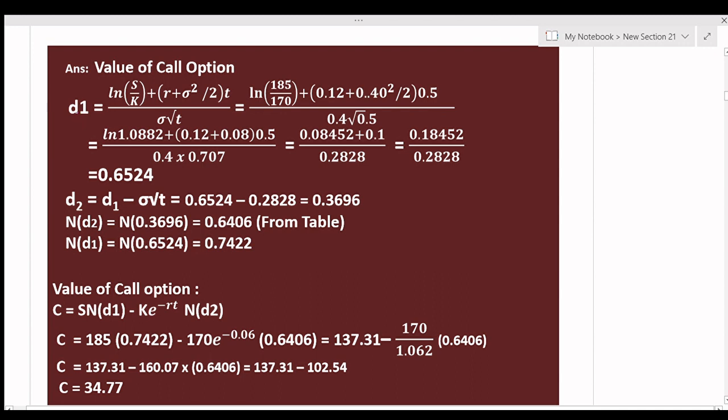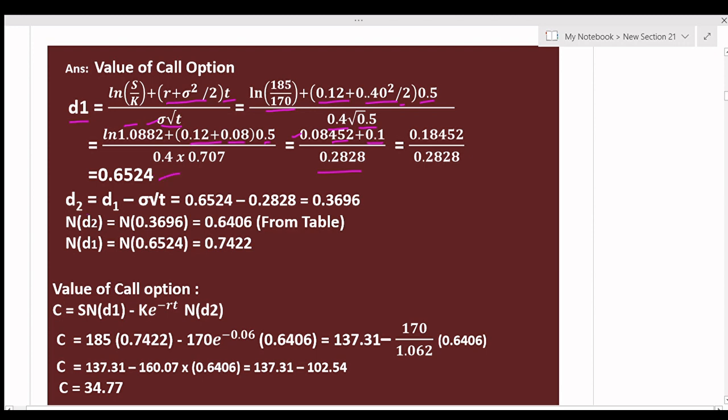First you find out D1, that is ln(S/K) plus (r plus sigma square by 2) into t, divided by sigma into root t, equal to ln(185/170) plus (0.12 plus 0.40 square by 2) into 0.5, divided by 0.4 into root over 0.5. ln of 1.0882 is 0.08452, plus 0.1, because 0.12 plus 0.08 is 0.2 into 0.5 is 0.1, divided by 0.2828, is equal to 0.6524.